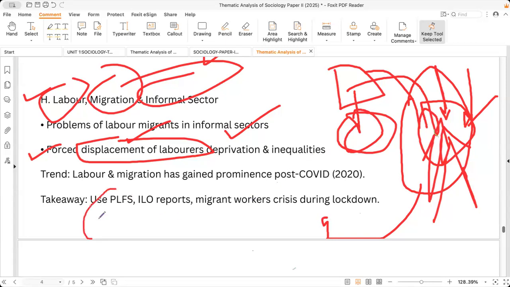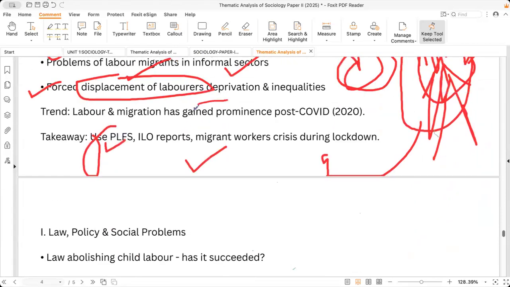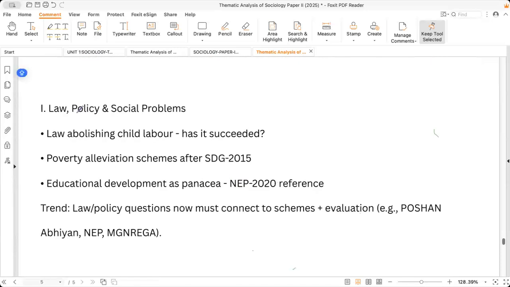ठीक है, तो इसमें थोड़े से you have to prepare or take cue from the PLFS and ILO reports also. आप quote करोगे यहाँ पे, है ना, जो data है you need to quote that. Post COVID 2020, this has gained traction and problems. फिर आता आपका law, policy and social problems. So as I said, law abolishing child labor, has it succeeded? Any question can be asked. Law abolishing dowry, has it succeeded? Law abolishing trafficking, has it succeeded? Anything can be framed in this manner.